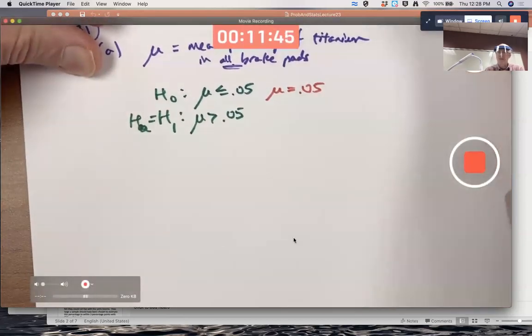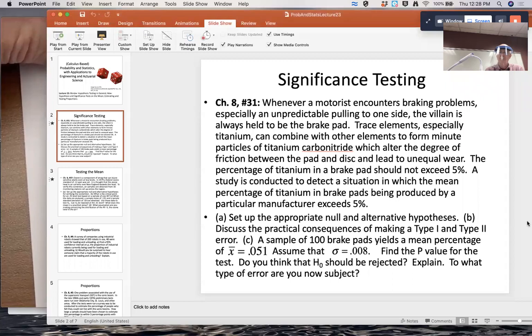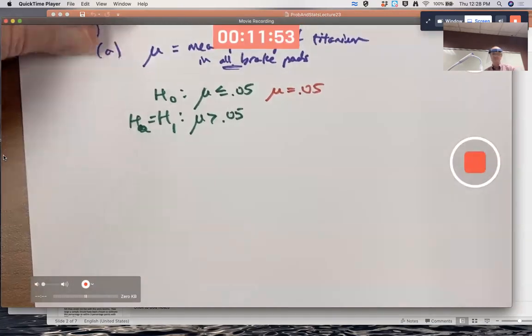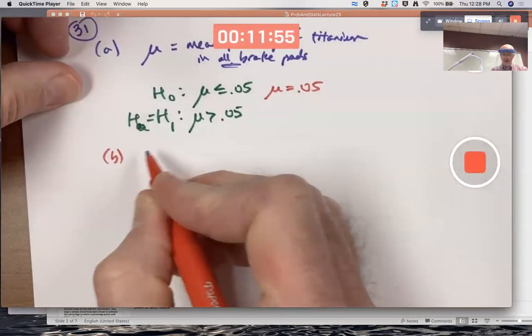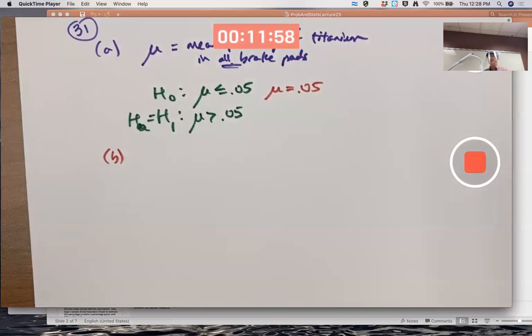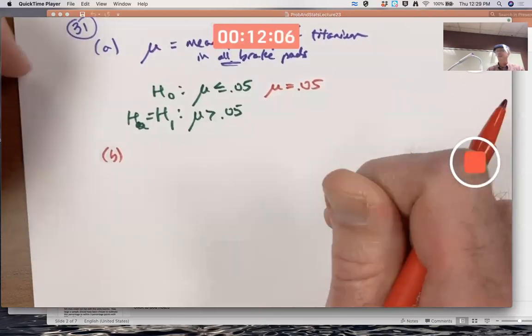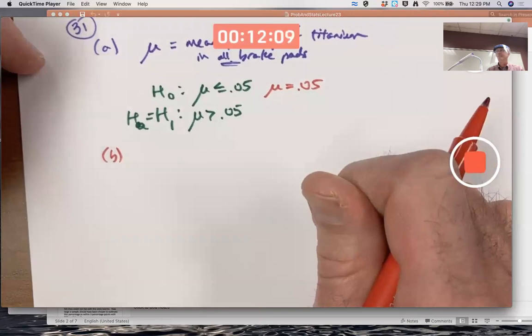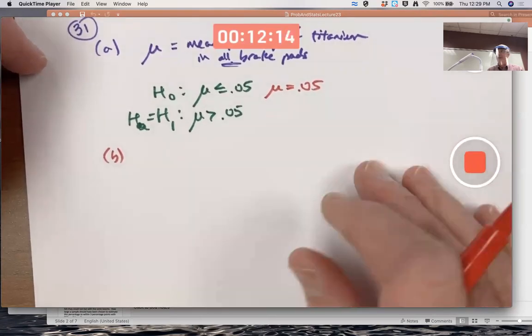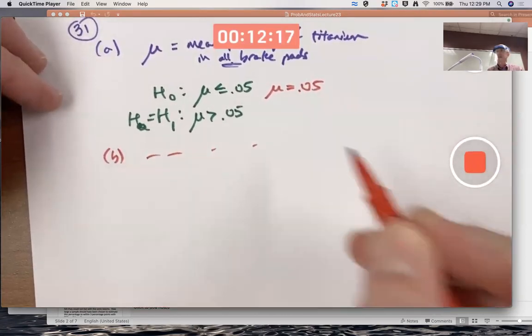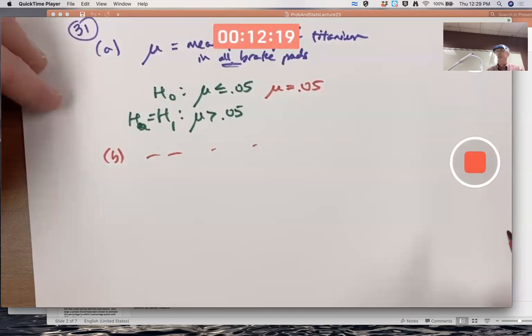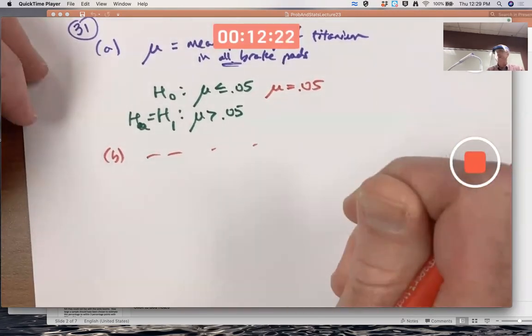Anyway, after that little spiel, we go on here. Part B, discuss the practical consequences of making a type 1 or type 2 error. Type 1 error means reject the null when it's true. In this case, say the percentage of titanium is bigger than 5% when it's really not. So the practical consequences, well, I think for sake of time, I won't bother writing it out. I'll just say it. You think there's more titanium than there really is.